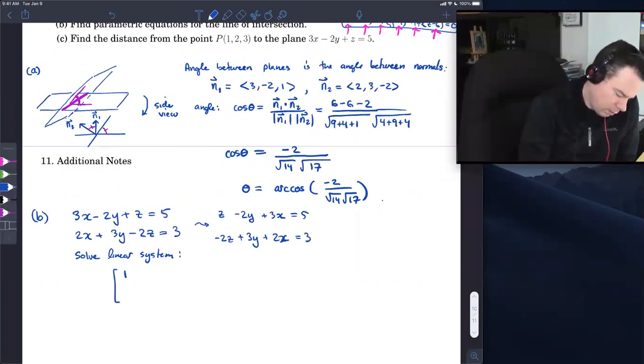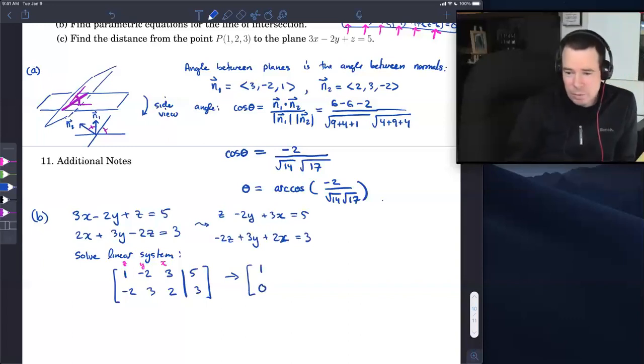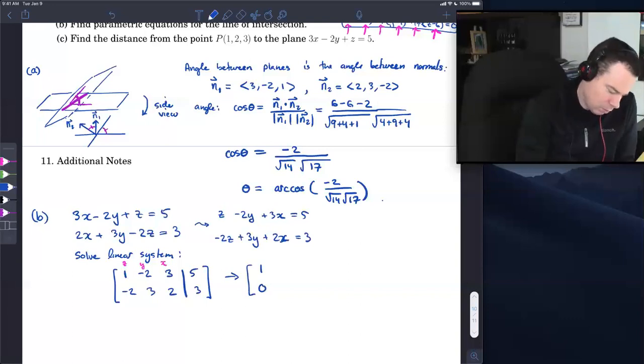So I've got a 1, -2, 3, and a -2, 3, 2. And these are the z values, the y values, and the x values. Then I'll augment that with 5 and 3. At this point, we can do our Gaussian elimination. I'm going to take 2 times the first row and add it to the second. It's for that reason that I chose the z variable to be first, because it makes this calculation a little bit easier. I just have to go 2 times the first row added to the second to wipe out that z value in the second row.